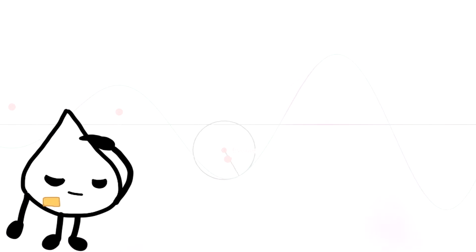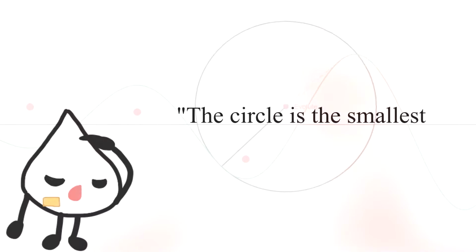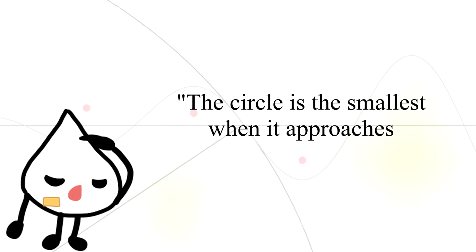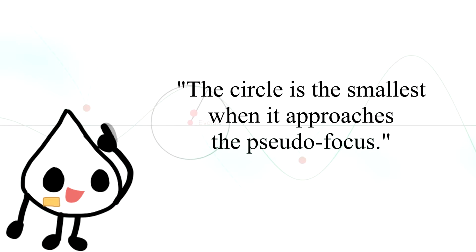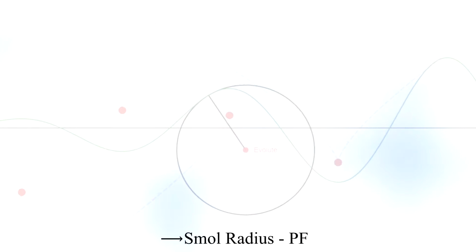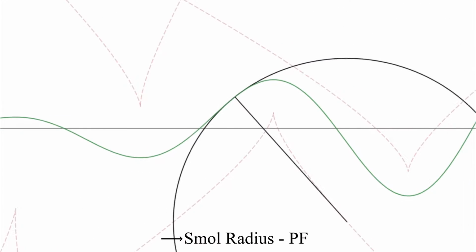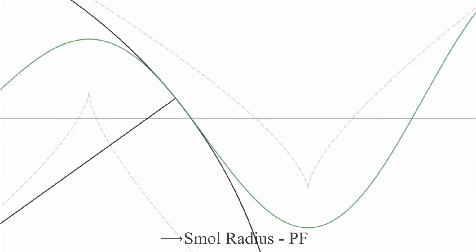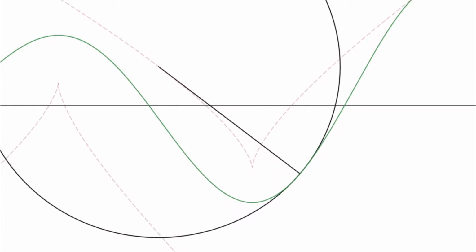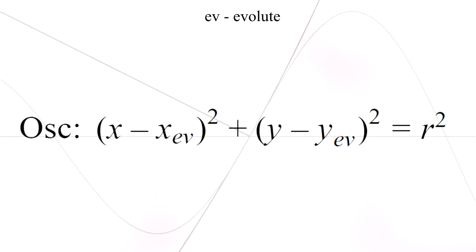If you've guessed somewhere along the lines of the circle is the smallest when it approaches the pseudo-focus, then you're right. Because of this, we can then assume that the circle radius approaches its smallest value when the circle skates towards the pseudo-focus. Now what does this mean then for the circle equation?